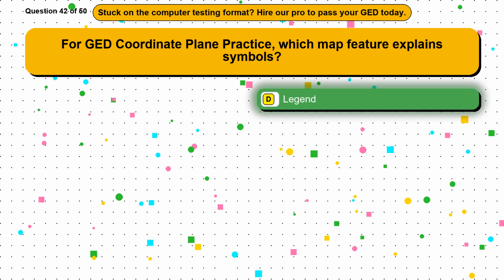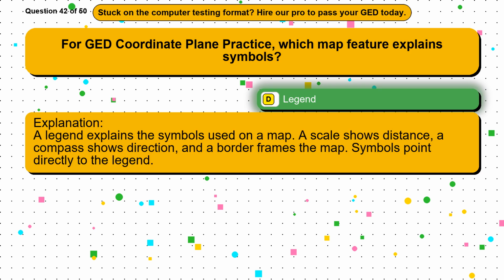The correct answer is option D, legend. A legend explains the symbols used on a map. A scale shows distance, a compass shows direction, and a border frames the map. Symbols point directly to the legend.